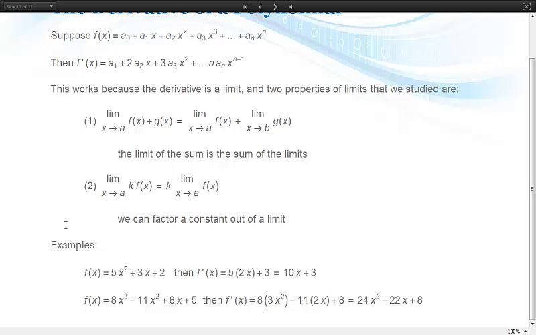Again, now that we have a nice rule for the derivatives of x to the n and extending that to polynomials, we don't need to use the limit definition to compute derivatives in this special case.